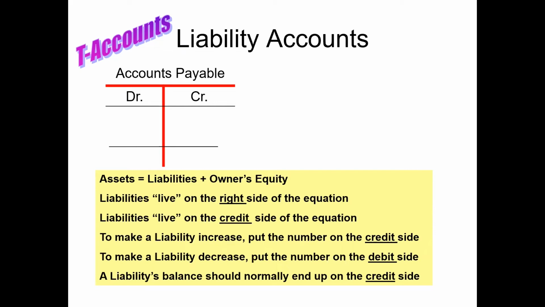So once we finish making all of our business transaction journal entries for that month, when we look at a liability account, it should have a credit balance.